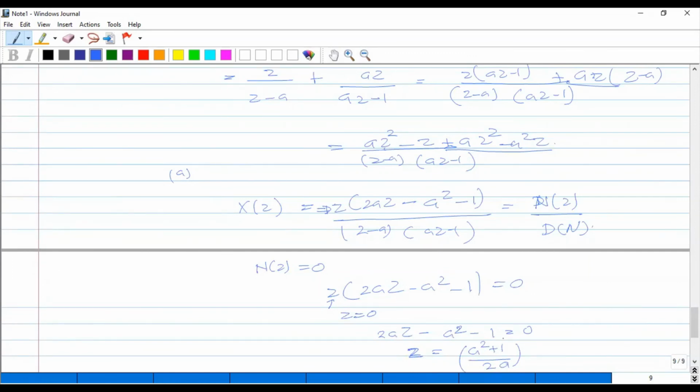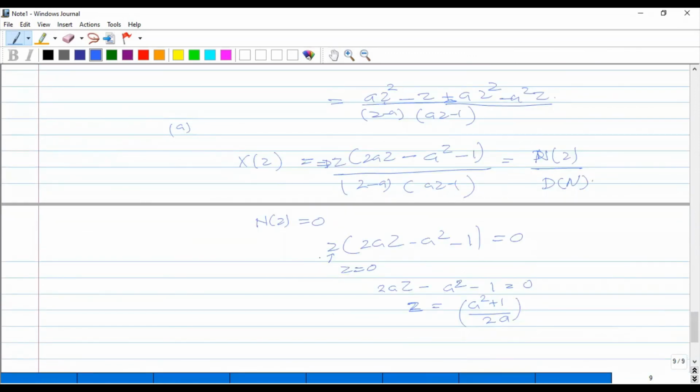This is another Z value I get. So here Z is 0, and this is another value. Sorry, these are the zeros, not poles. So this is one zero, and this is another zero point. For both these values, the numerator will become 0.